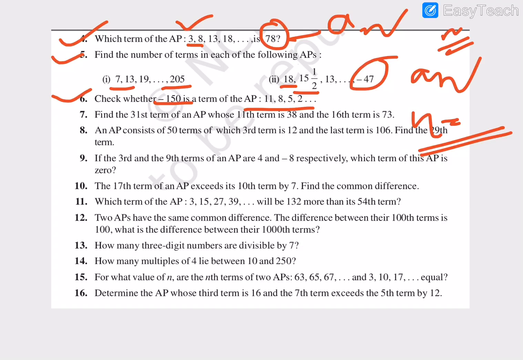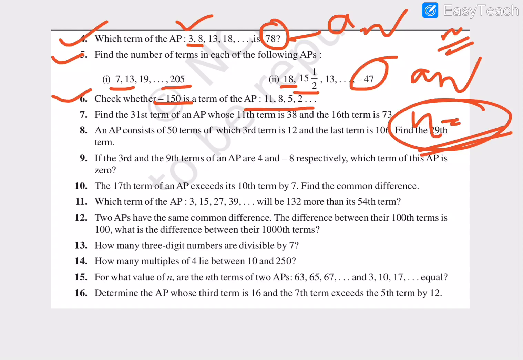What is 50 by 2 term? 25th term, okay. In case it comes in a fraction which cannot be expressed as an integer, like 1 by 2, half the term, is there anything like that? No. So we will say it is not a term. So like this, just try to find out the value of n. If you get a round figure, an integer, then you can say it is a term of this series. Otherwise it is not. There is no such term as negative 150 in this particular series, is what you can write.